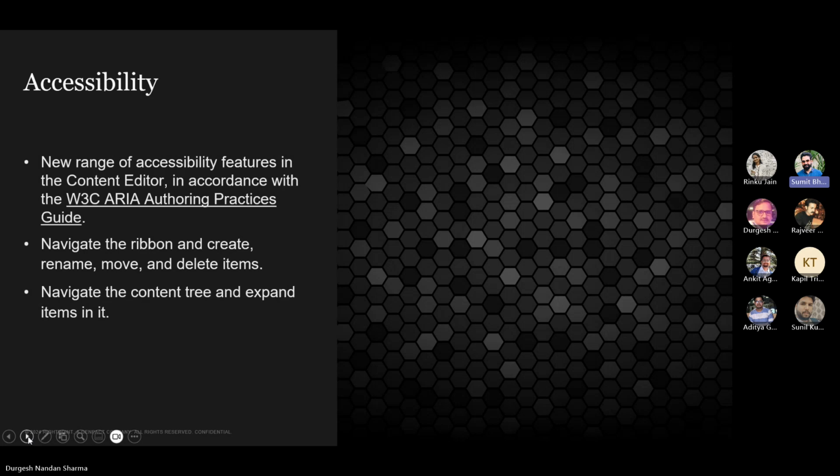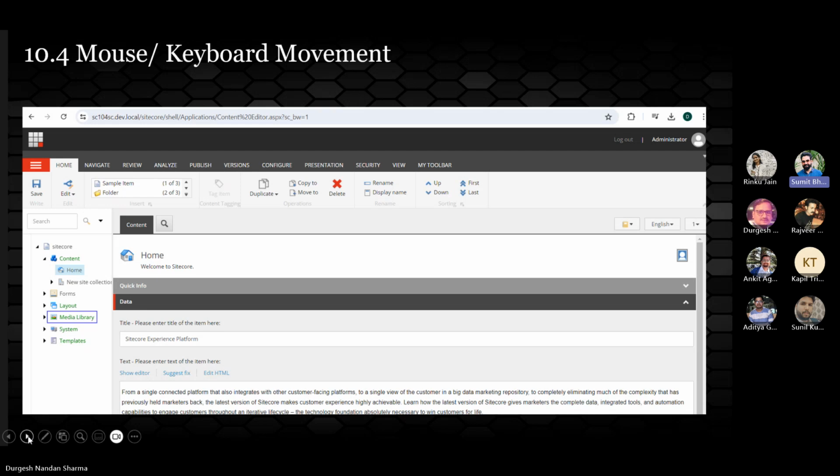In the previous version of Sitecore, a user can't navigate to the different areas of content tree using a tab key. Now tab key navigation is fully supported for the ribbons and content tree. And all the operations are available for a user without using a mouse. So you don't need to use a mouse for that one. And here is what you can do with this accessibility features. So you can navigate the ribbon and use these actions like create, rename, move, and delete items.